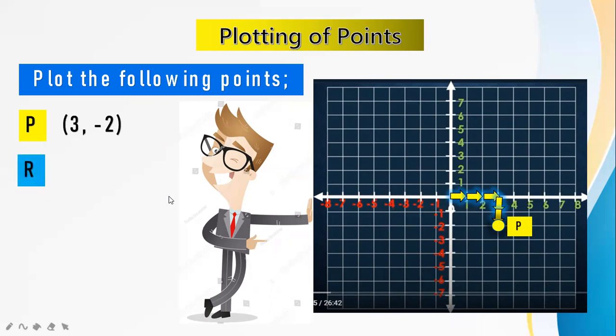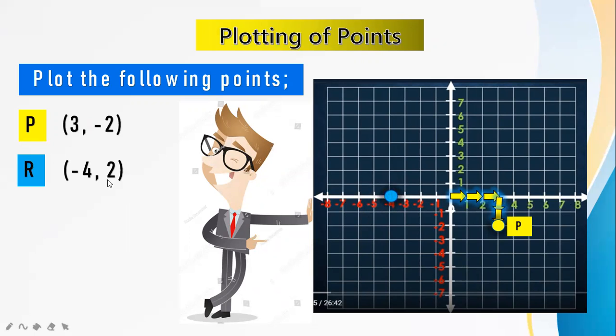Next we have R. Your R is negative 4 and 2. The ordered pair is negative 4 and 2. So again, this will be your x and this will be your y. This is the x-axis and this will be your y-axis. So we have negative 4, and therefore this will be your negative x and this will be your positive x. So therefore this will be your point.